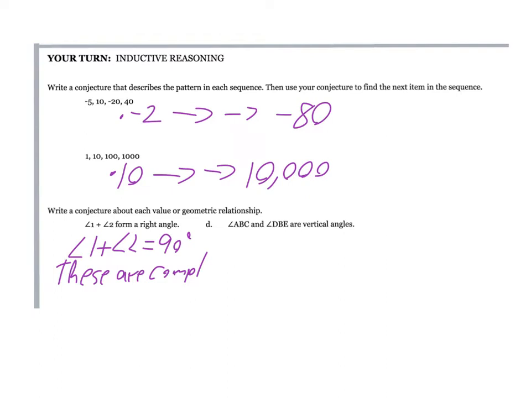Angle 1 and angle 2 form a right angle. We can make conjectures that angle 1 plus angle 2 equal 90 degrees. They are complementary angles to each other by definition of complementary angles.